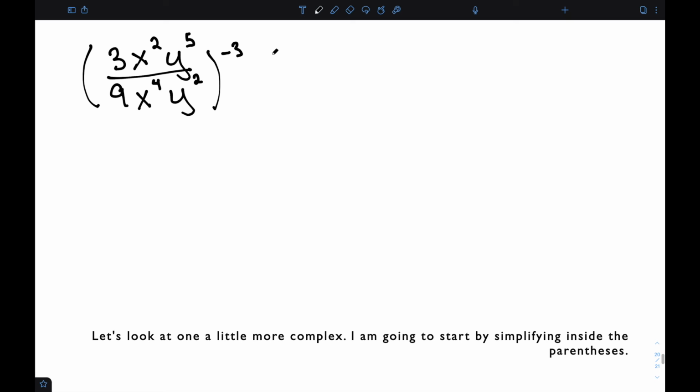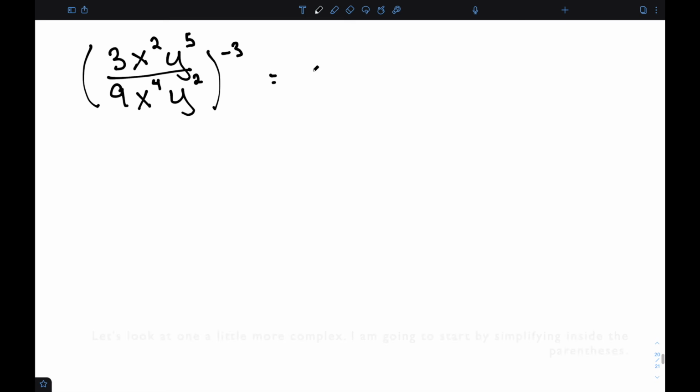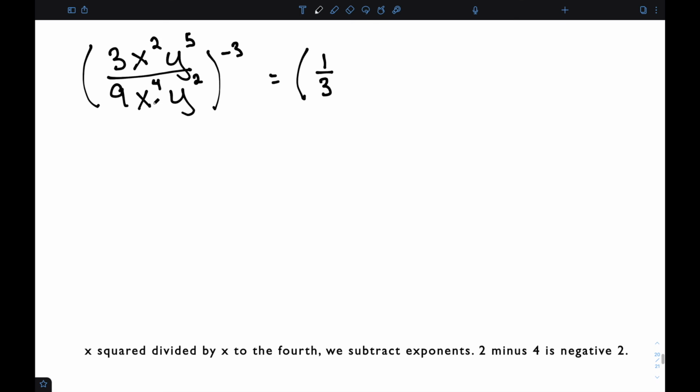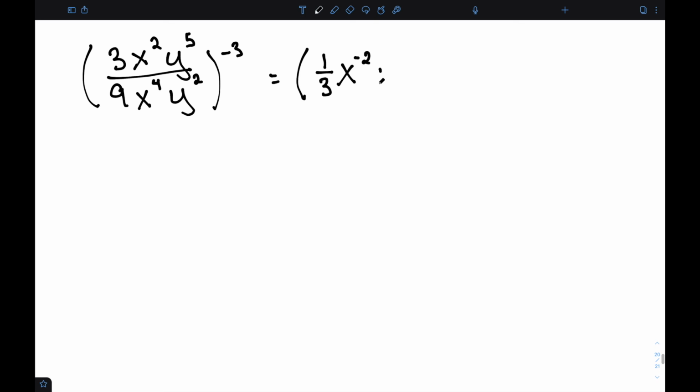Let's look at one a little bit more complex. I'm going to start by simplifying inside the parentheses. 3 divided by 9 is 1/3. x squared divided by x to the 4th, we subtract exponents. 2 minus 4 is negative 2. For y, we subtract exponents. 5 minus 2 is 3.